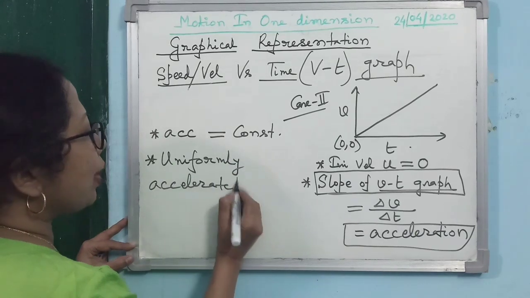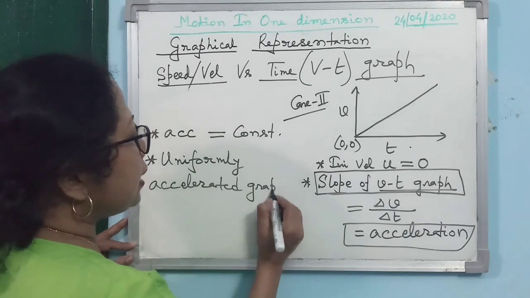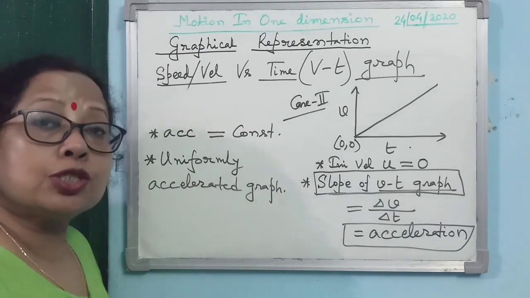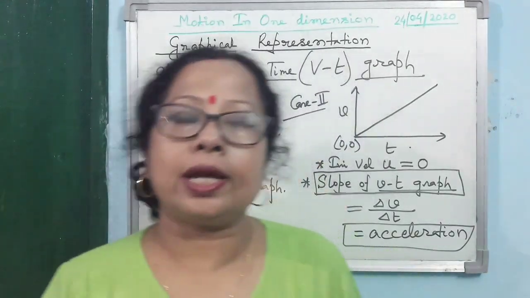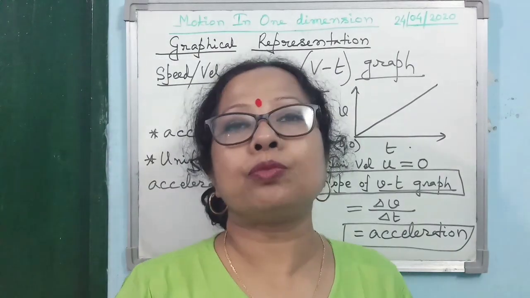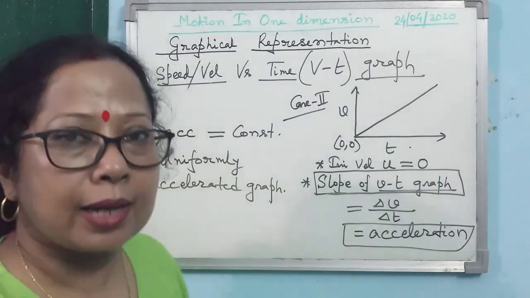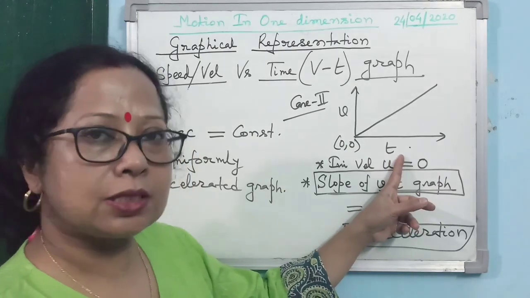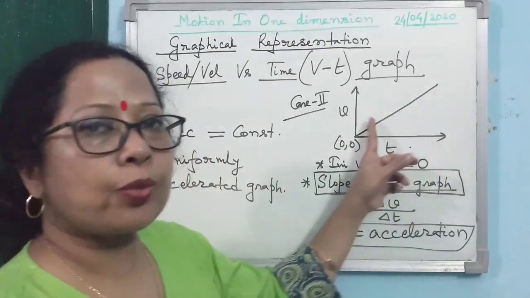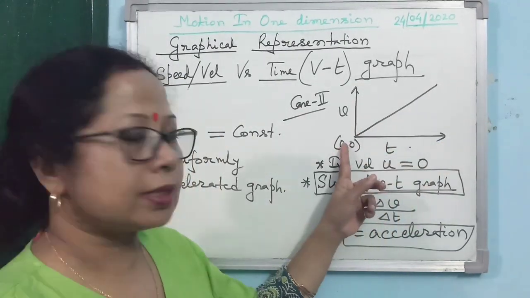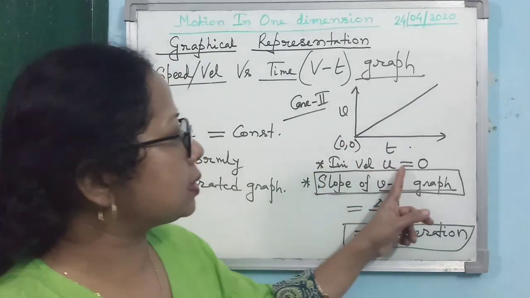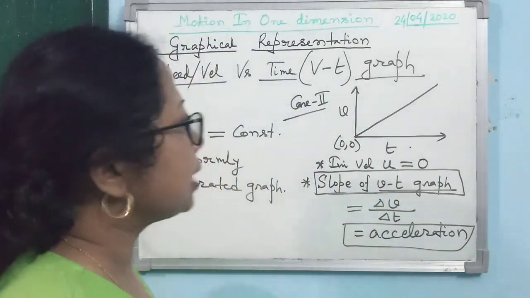So you may get a question like this. Suppose the body is moving with constant acceleration, that is, the body has uniformly accelerated motion. Then draw the velocity time graph. What will be the nature of the velocity time graph? It will be a straight line. If the straight line passes through the origin, what does it represent? That initial velocity is 0.